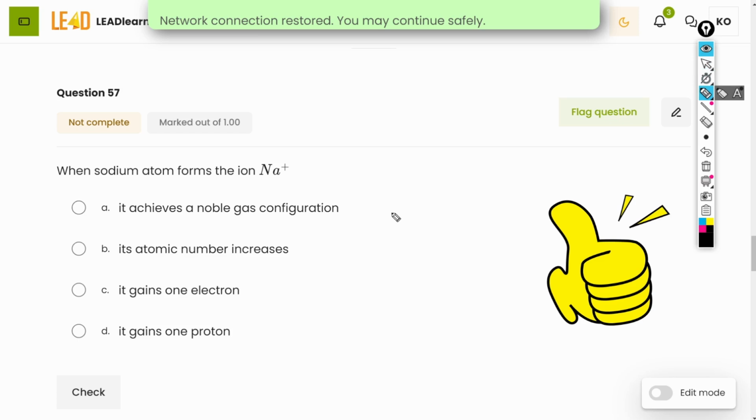Question 57. When a sodium atom forms the ion, it achieves a noble gas configuration, its atomic number increases, it gains 1 electron, it gains 1 proton. Now let's look at the sodium atom. Sodium atom has 11 protons, and in every atom the number of protons is equal to the number of electrons. So if sodium has 11 protons, it means it has 11 electrons.